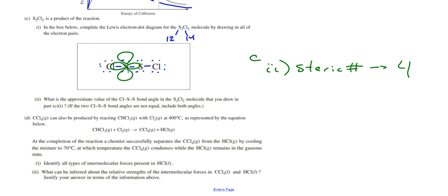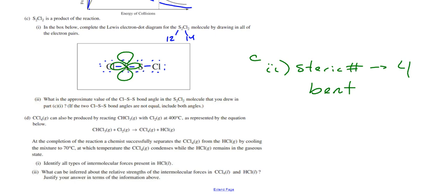I don't think that's right, though. What shape is this actually? It's a tetrahedral with two lone pairs, so it gets pushed down once, and it gets pushed down again, so it's a bent. And what did we learn? Every time you add a lone pair, that angle gets pushed down by basically 2 degrees, right?